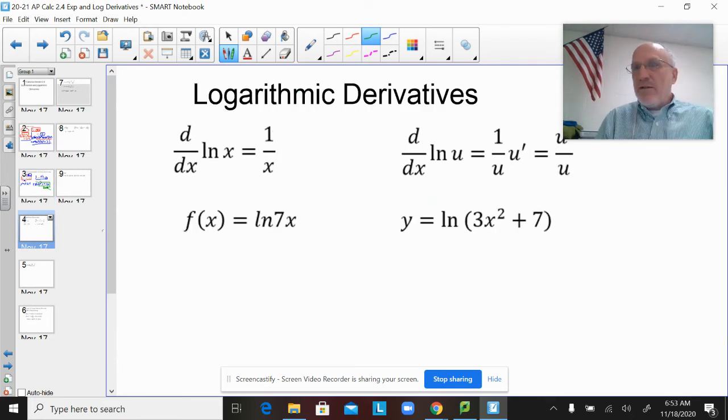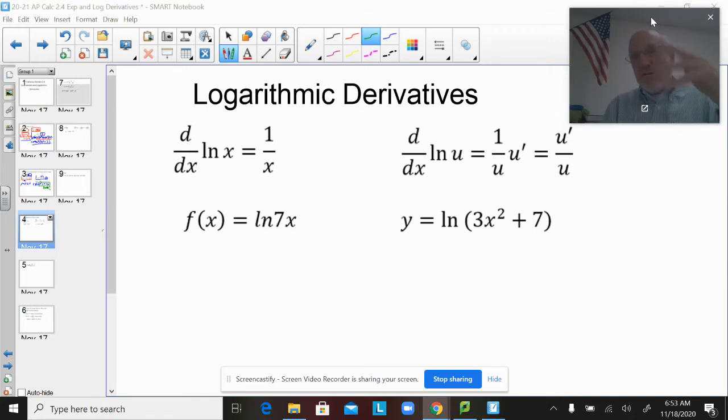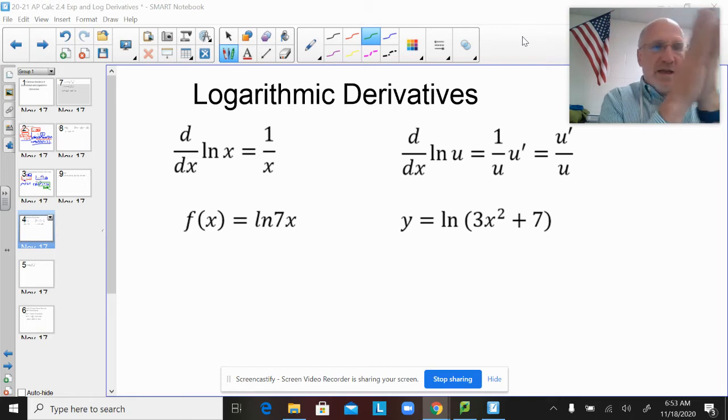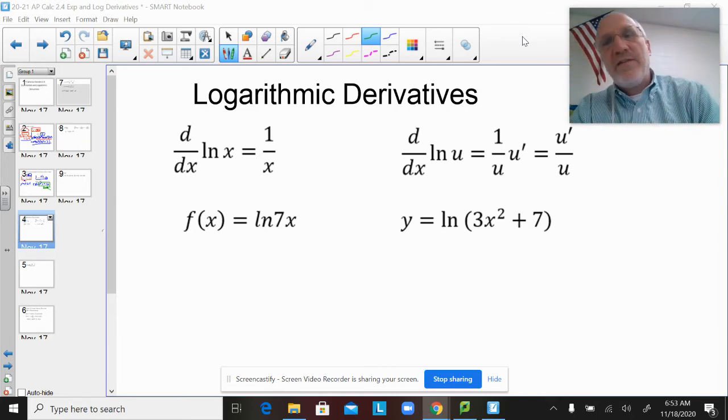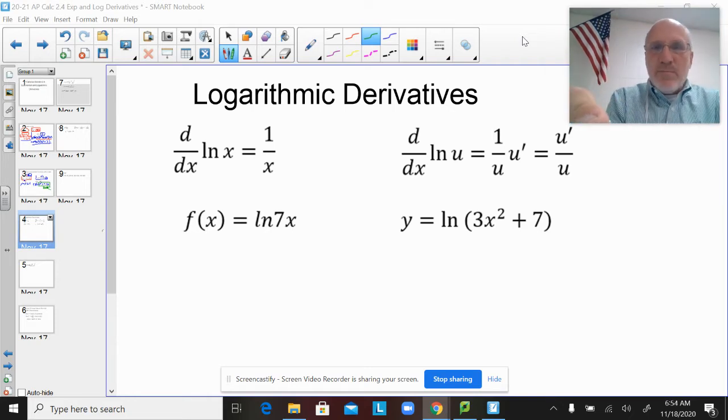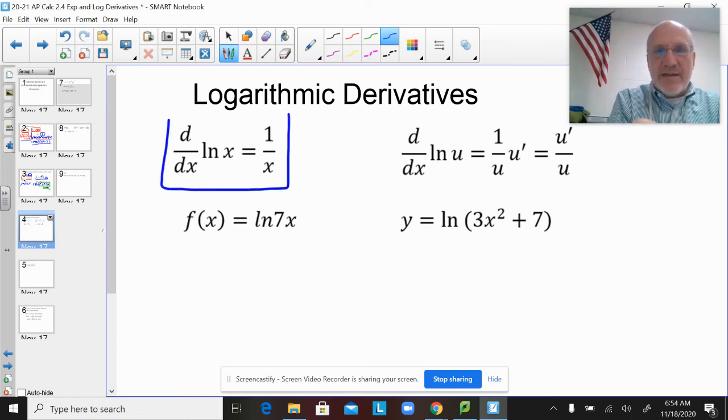Now let's talk about taking the derivatives of logarithms. And again, good news, these are fairly straightforward. We have two different types here. We have derivatives of natural logs, which is the log base e, and then we have derivatives of other logs, like log base 10 or log base 5 or log base 3. So this page is about the derivative of natural log. And in its most basic form, we like these derivatives. The derivative of the natural log of x is 1 over x. It's that easy.